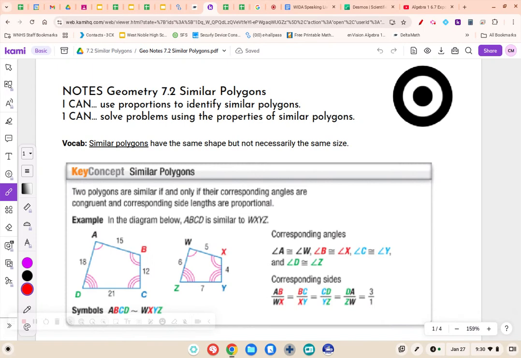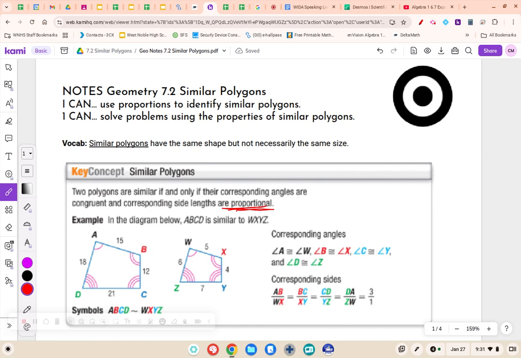So our vocab here: a similar polygon has the same shape, but not necessarily the same size. Guys, last semester and recently, we've talked about congruent shapes. They're exactly the same shape, exactly the same size. The angles are the same, the side lengths are the same. Everything is the same about them, okay? Similar polygons have the same shape, but can be smaller or bigger. Two polygons are similar if and only if their corresponding angles are congruent and corresponding side lengths are proportional.